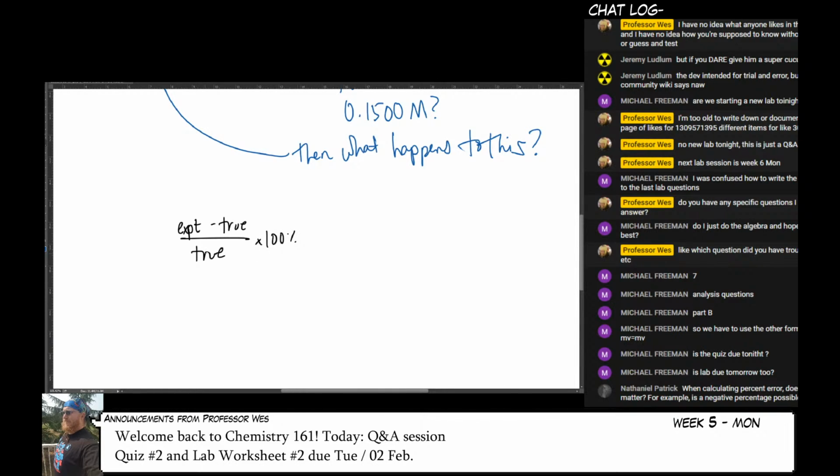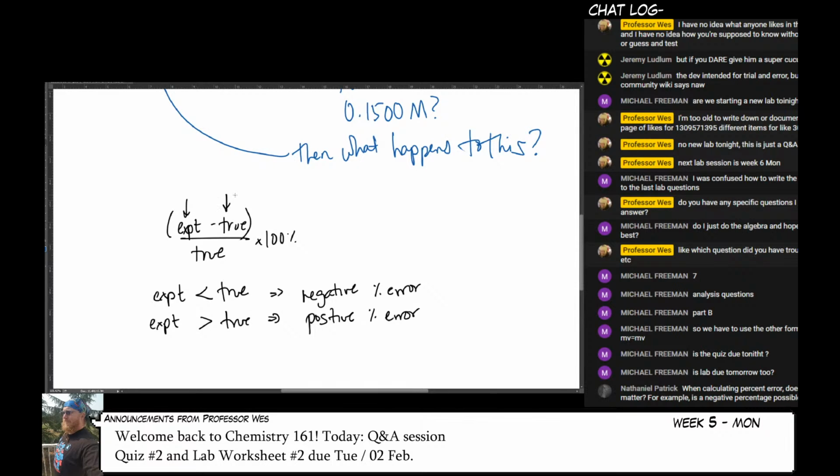And so what happens here is that if experimental is less than true, then you get a negative percent error. And if experimental is larger than true, you get a positive percent error. And that makes sense, right? Because you're just looking at this value right here. A smaller number minus a bigger number is going to be a negative number, yeah?